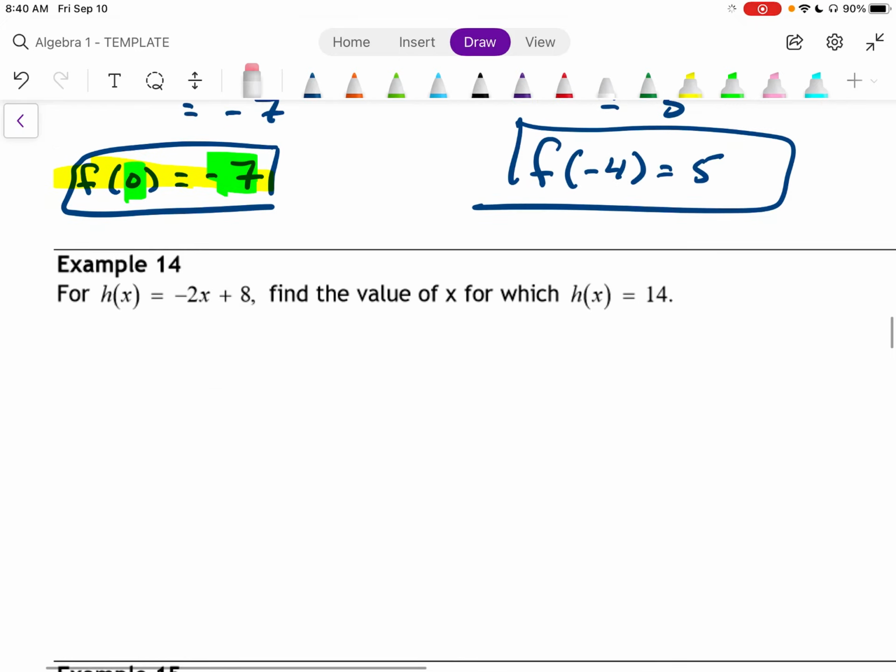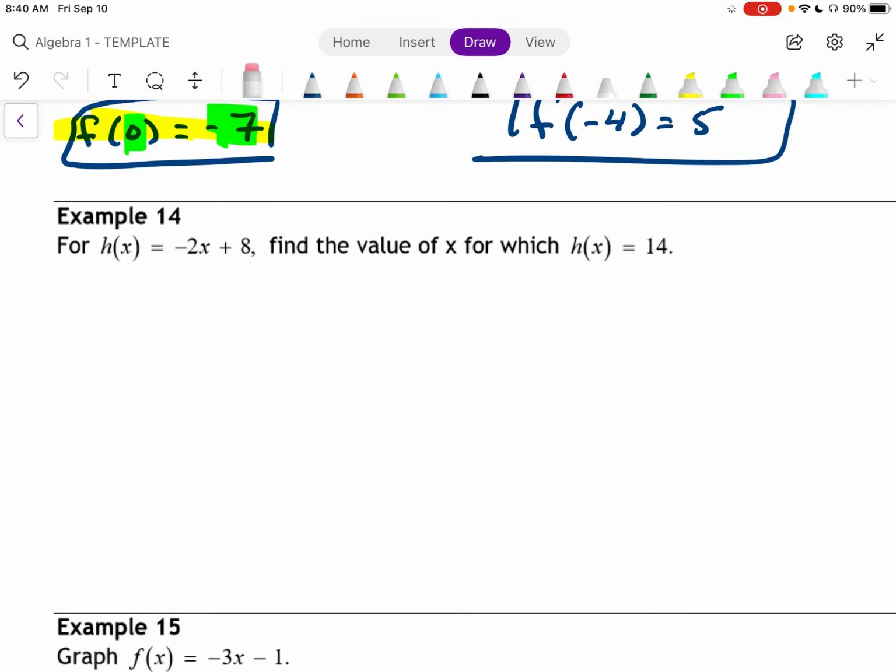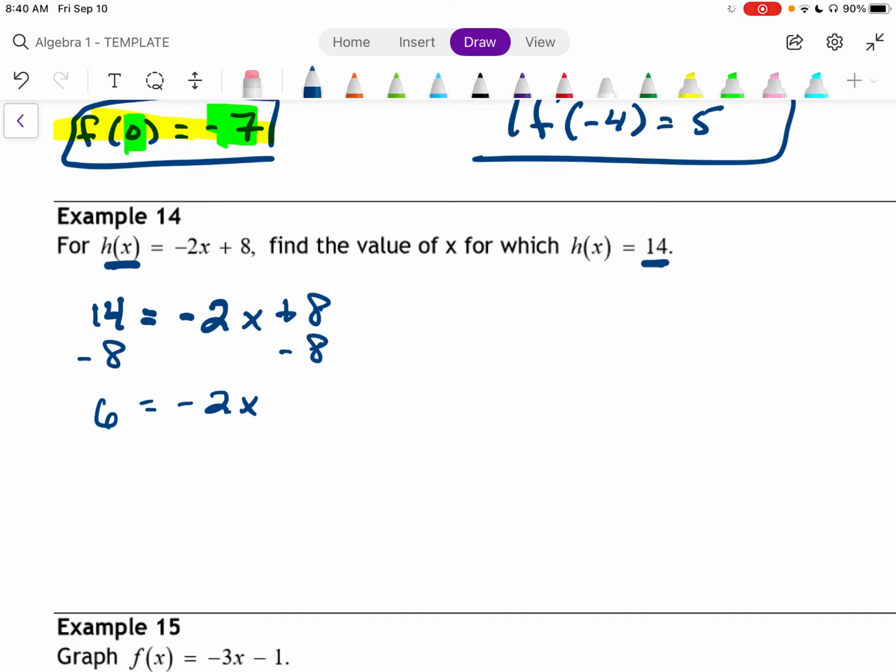All right, example 14. For h of x equals negative 2x plus 8, find the value of x for which h of x equals 14. So what this is doing is it wants us to plug in 14 for h of x and see what was plugged in to get 14. So I'm going to say 14 equals negative 2x plus 8. Solving this, I'll subtract 8 from both sides. So that'll give me 14 minus 8, is that 6? I'm going to type that in just to make sure. 14 minus 8 is 6, yes. 6 equals negative 2x. I divide by negative 2 and I have negative 3 equals x.